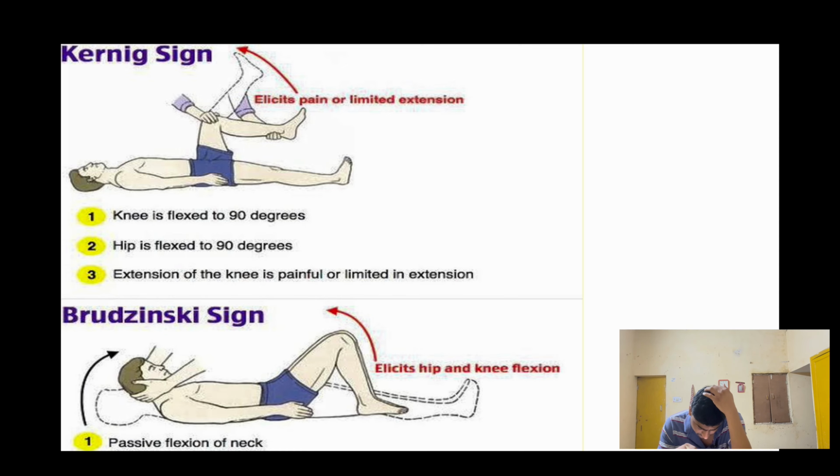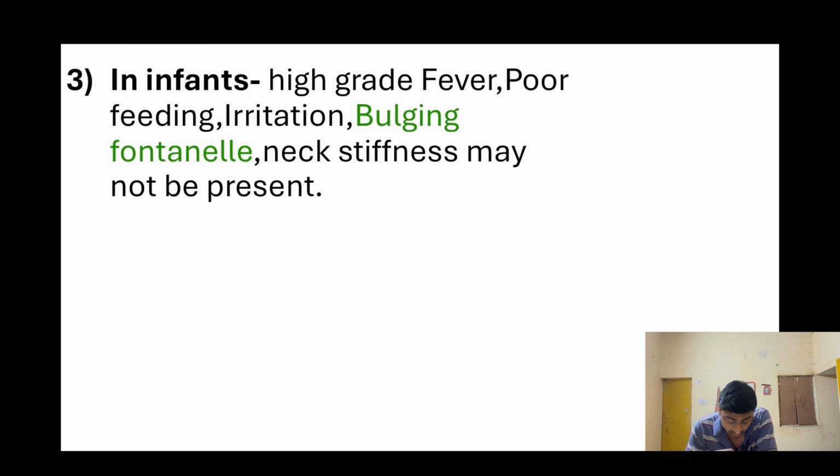In case of Brudzinski sign, the patient resists passive flexion of the neck. So if we try to flex the neck of the patient, it will resist flexion and it will cause involuntary flexion of hip and knee. So it is Brudzinski sign. Now the clinical manifestation in infants are high grade fever, poor feeding, irritation in infants, and there are bulging fontanelle. And neck stiffness may or may not be present.